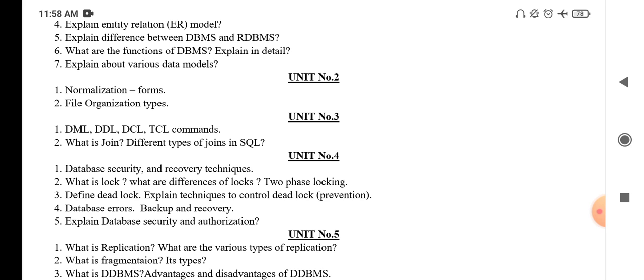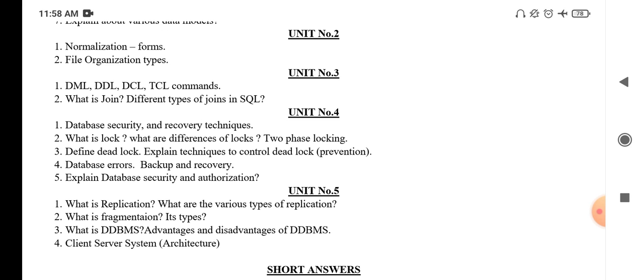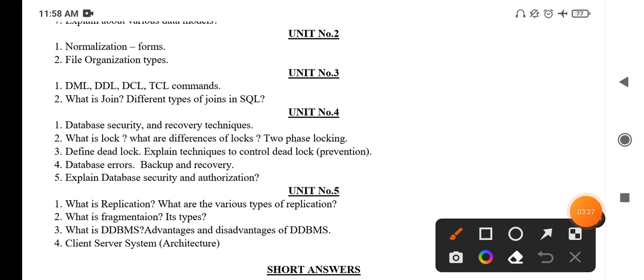Next, when it comes to Unit 3, the questions you have to write about are the commands: DML commands, DDL commands, DCL commands, and TCL commands. So all DML commands, you know already, are data manipulation commands like insert, update, delete.